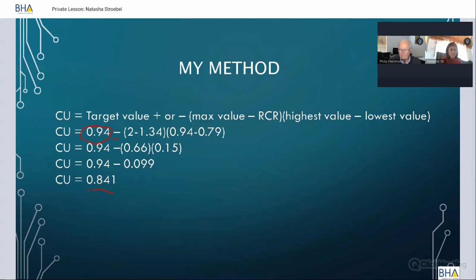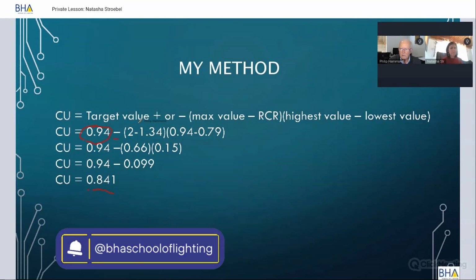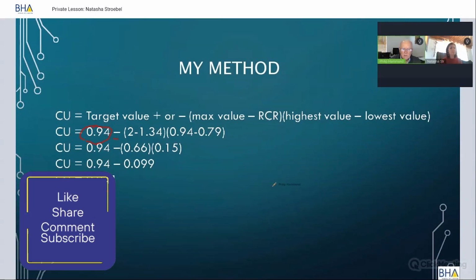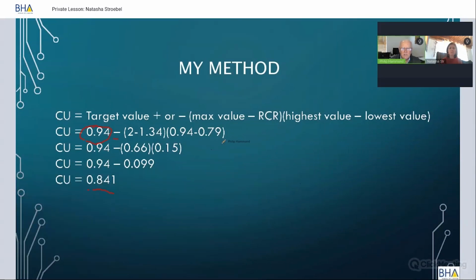Right, let's move on. It's simple. You say, what's my target value? If I look at those two values, 0.94 and 0.79, is the 1.34 closer to 0.94 or 0.79? It's closer to 0.94. Therefore, it must be a minus sign.